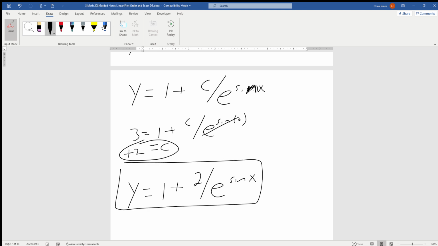That's our particular solution. Again, if you don't trust your solution, or maybe you do trust, but you just want to go through and verify it, use Desmos, plot it in Desmos, along with the slope field.